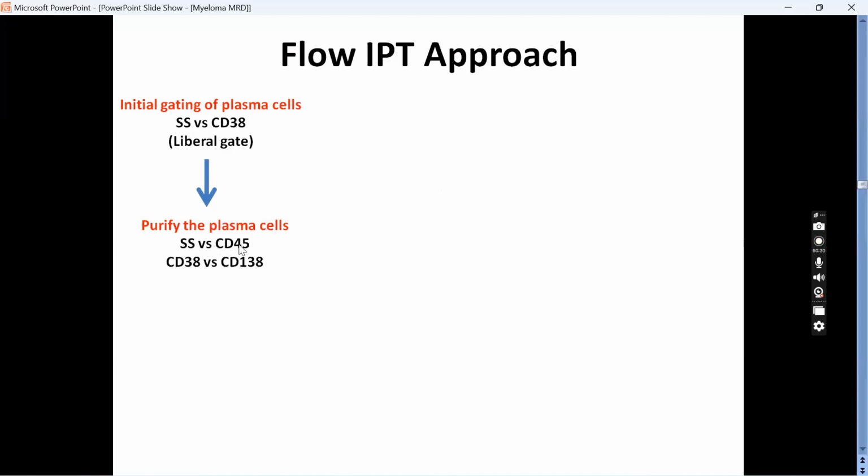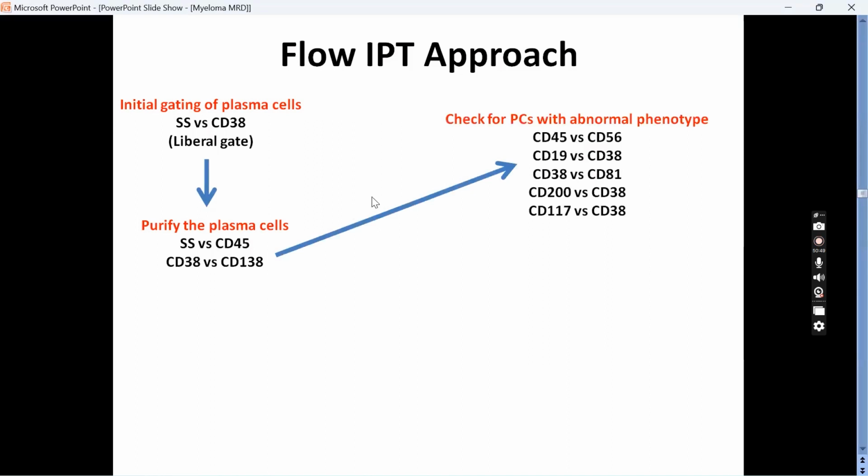So with respect to side scatter versus CD45, you can remove all these mature NK cells. They can be eliminated. Then with CD38 versus CD138, all other populations can be ignored. For example, basophils, PDCs, monocytes can all be cleared up. And after purifying the plasma cells, you gate the plasma cells across all combinations of markers to check for abnormal phenotype.